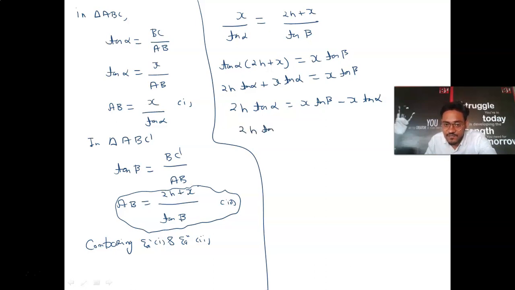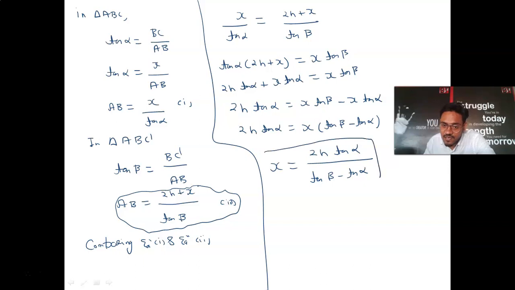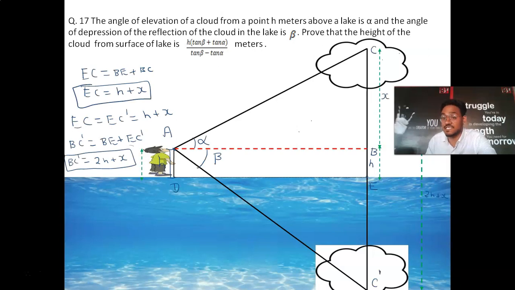So from here x is going to be this one. Okay, and if I calculate x from here, I'll get the expression as 2h tan alpha, and in the denominator I would get tan beta minus tan alpha. Okay, so students, here I calculated x. Now x is what? X is BC.